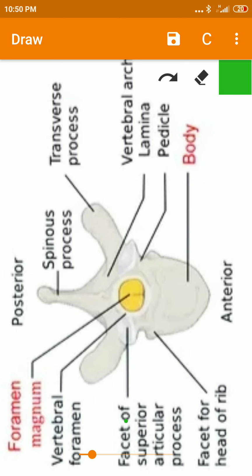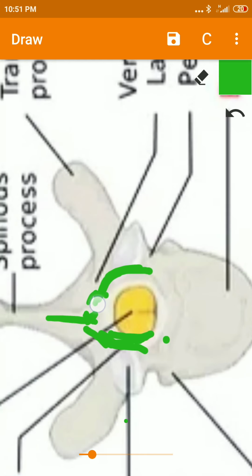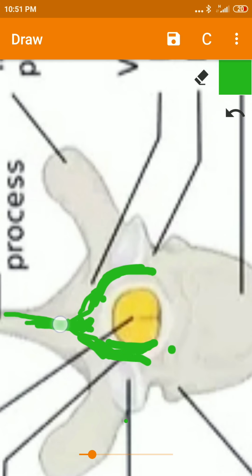And the next one is now coming to the laminae. So how are these laminae formed? Broad plates of bone lying behind and medial to the pedicles. So the medial side, this one, forms the laminae. Okay, pedicle medial side. They fuse behind in the median plane into spinous processes.